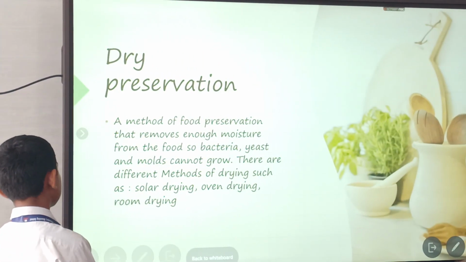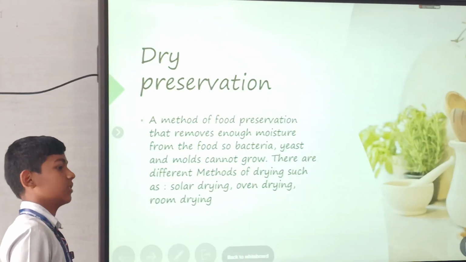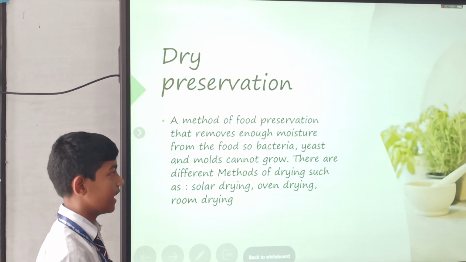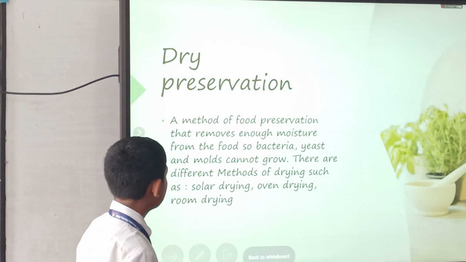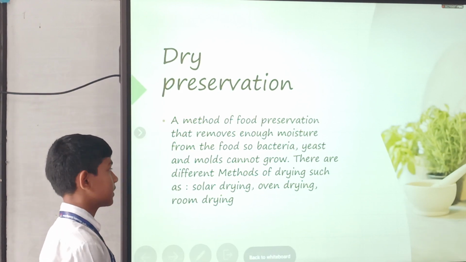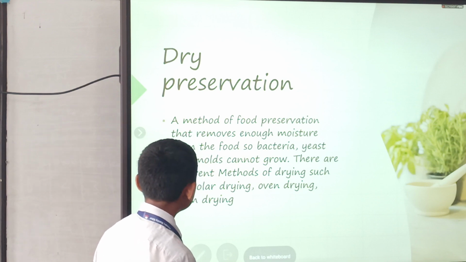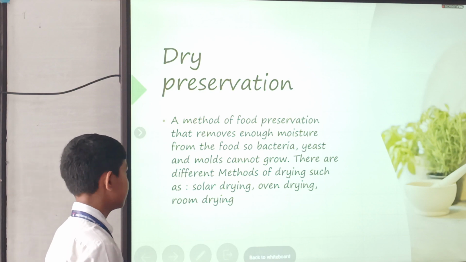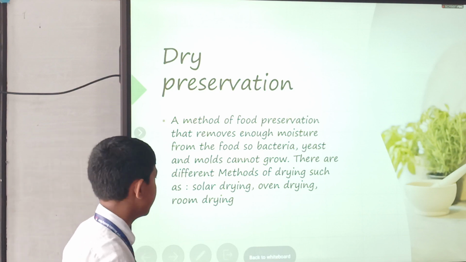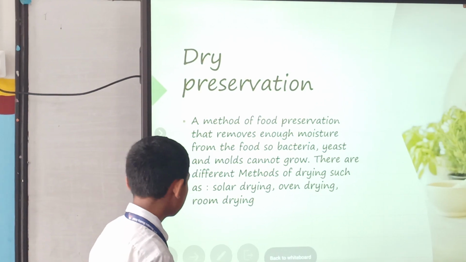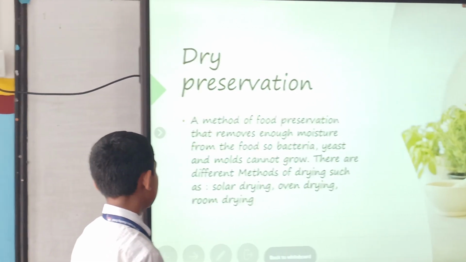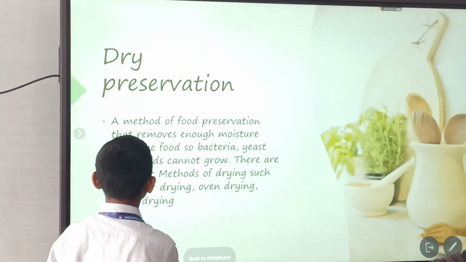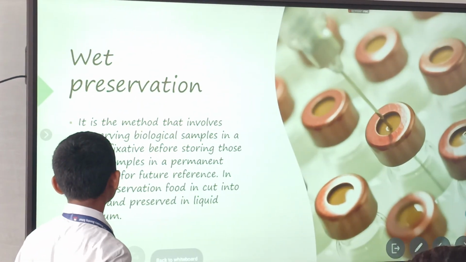Dry preservation is a method of preservation in which food is kept in direct sunlight so the yeast, fungi, and molds cannot grow. There are different methods of drying, such as solar drying, in which food is kept in direct contact with the sun, oven drying, in which it is kept in an oven, and room drying, in which it is kept in a room which is hot in temperature. And the next slide is about wet preservation.